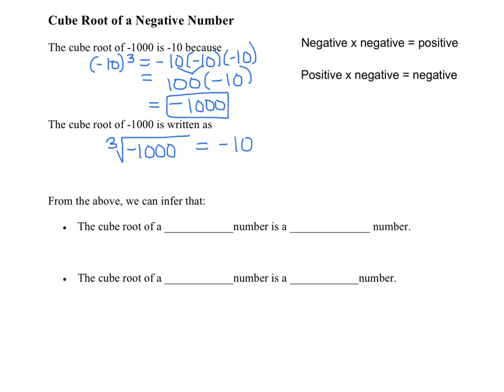So a key concept from the above: we can infer the cube root of a positive number is a positive number or a positive answer. We can also infer the cube root of a negative number is a negative number or a negative answer. So a cube root of a positive number is a positive number or answer, and the cube root of a negative number is a negative number or answer.